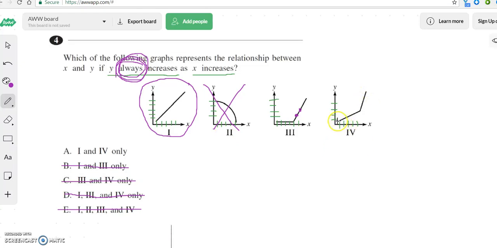And if you'll notice, there is a slight increase in the y. It's slightly bent, and when you go here, it also is slightly bent. So my x is at about a 1, my y is about a 1. The x is at about a 2, the y is about a 1.5. Then we've got a 3 for the x and a 2 for the y. So this shows the increase as well. So the only one that can possibly be the answer is A, because both 1 and 4 show that x and y are always increasing together.